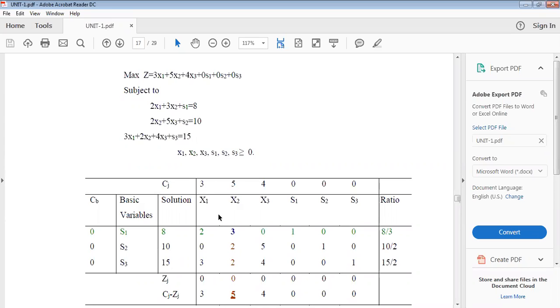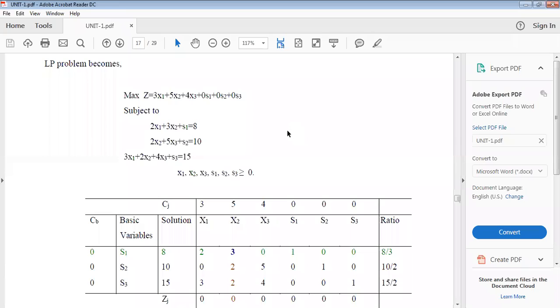And next, here I have mentioned x1, x2, x3, S1, S2, S3. For x1, you see these 3x1, 5x2, 4x3, so 3, 5, 4 and 0, 0, 0, we have marked like this. All the elements that appear in the objective function must appear in this particular row.